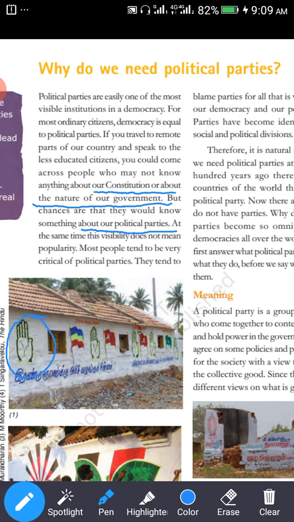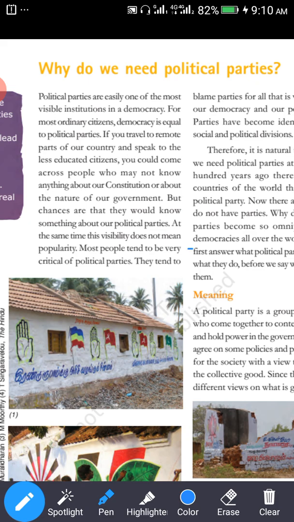What does it mean? That child, that person has no idea about the constitution, but has an idea about the political parties. At the same time, this visibility does not mean the popularity of the party. I am not here for advertising any party, but this is an example that people have an idea about party symbols or party names.